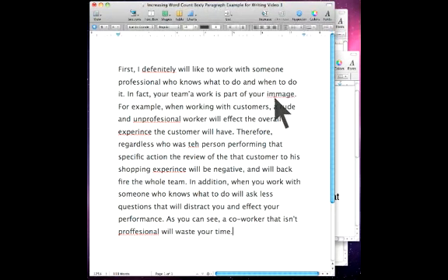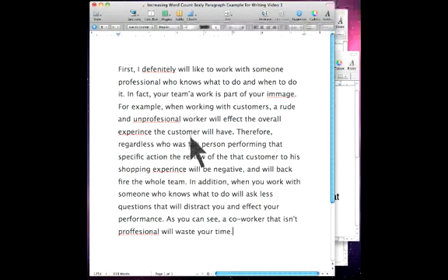So not bad for the second step. It could be a bit stronger, and if we made it a bit stronger, that would be an extra few words right there. So already we're improving our word count by making sure we're following the structure clearly. Now for the important part, the example. For example, when working with customers, a rude and unprofessional worker will affect the overall experience the customer will have. Therefore, regardless of who was the person performing that specific action, the customer's review of his shopping experience will be negative and will backfire on the whole team.